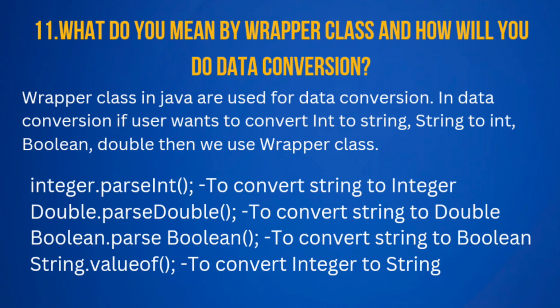Wrapper classes in Java are used for data conversion. If the user wants to convert int to string, string to int, boolean, or double, then we use wrapper classes. Wrapper classes in Java are used to convert primitive data types into objects. This is useful when you need to perform operations that require objects rather than primitives for data conversion, such as converting an int to a string or a string to an int.